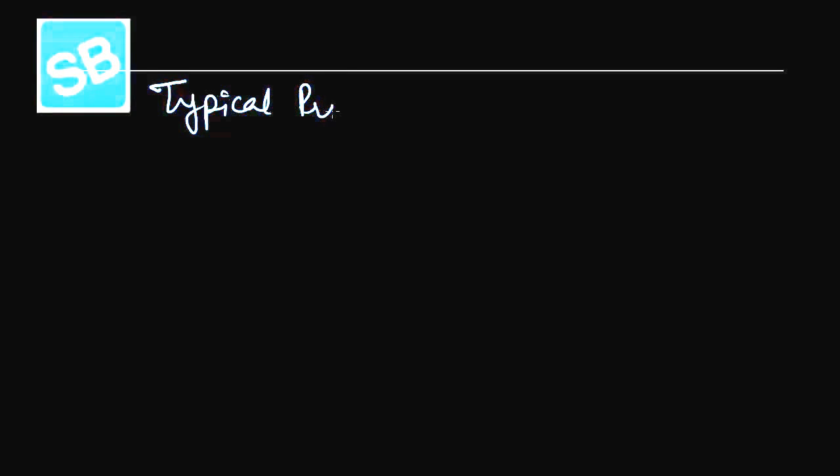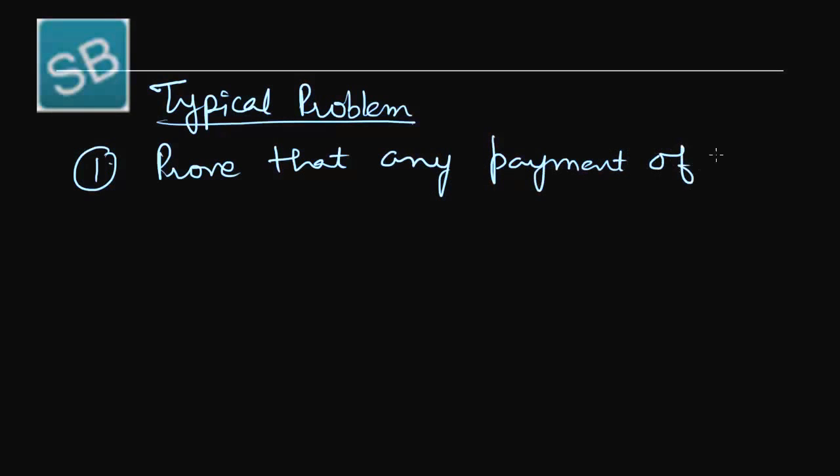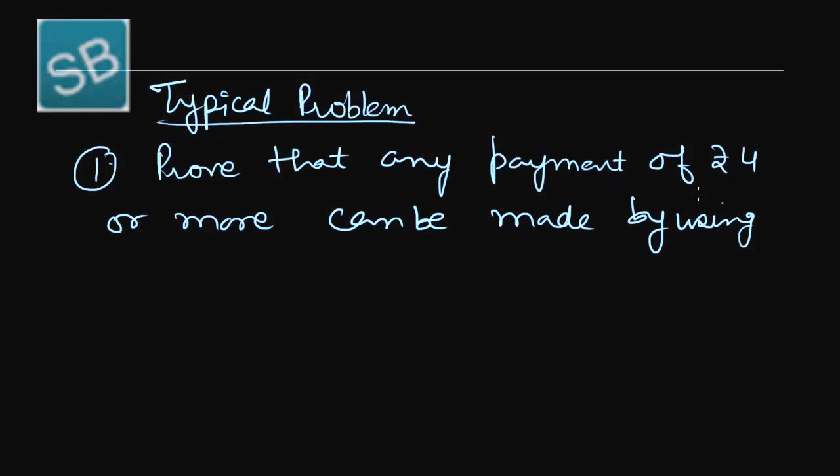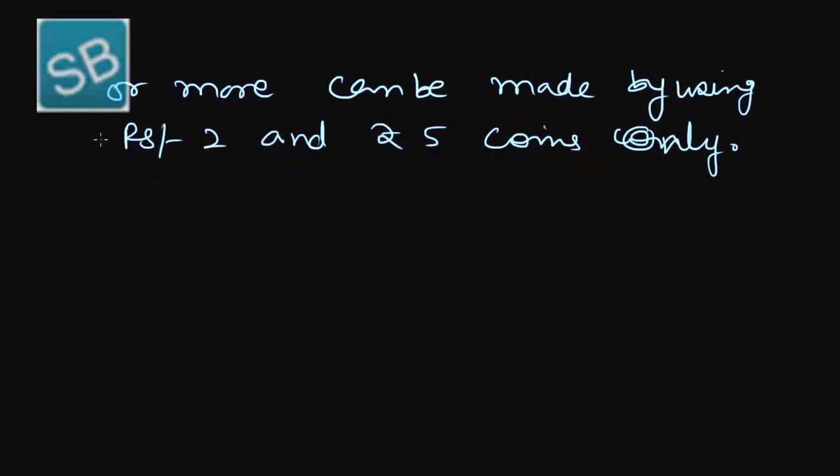Now we are going to solve some typical problems. One of them is: prove that any payment of rupees 4 or more can be made by using rupees 2 and rupees 5 coins only. That is, we have to make the payment using only 2 rupees coins and 5 rupees coins.